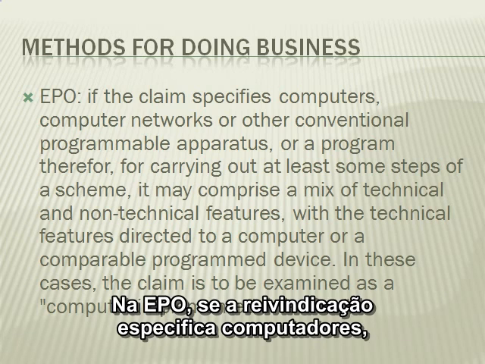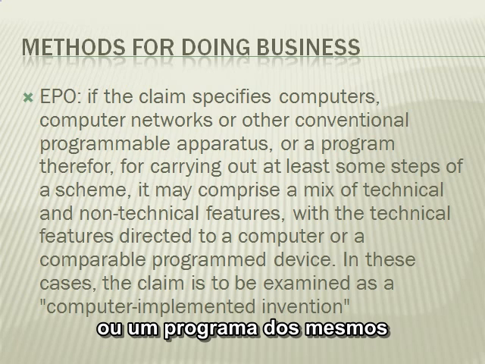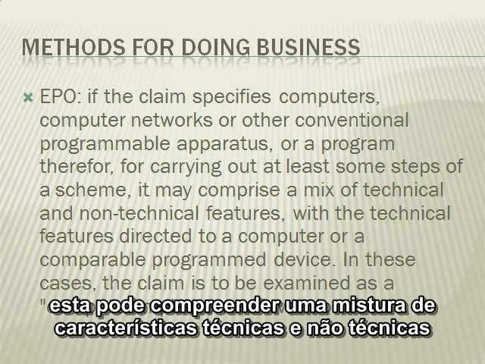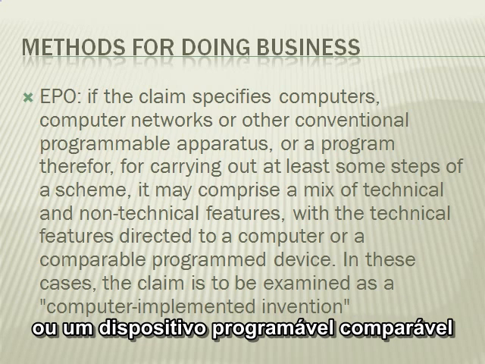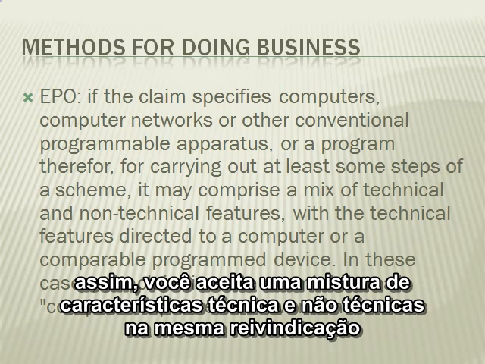Methods for doing business. In EPO, if the claim specifies computers, computer networks, or other conventional programmable apparatus, or a program therefor, for carrying out at least some steps of the scheme, it may comprise a mix of technical and non-technical features, with the technical features directed to a computer or a comparable programming device. In this case, the claim is to be examined as a computer-implemented invention. So, you accept a mix of technical and non-technical features in the same claim.